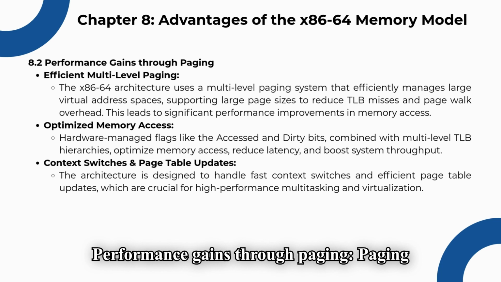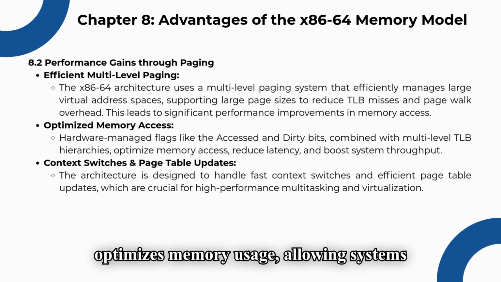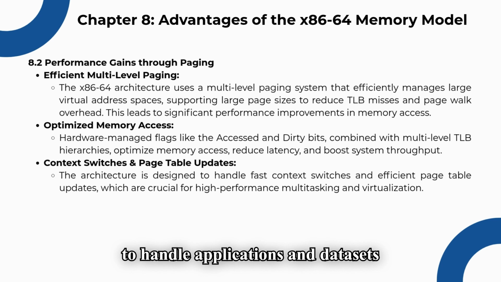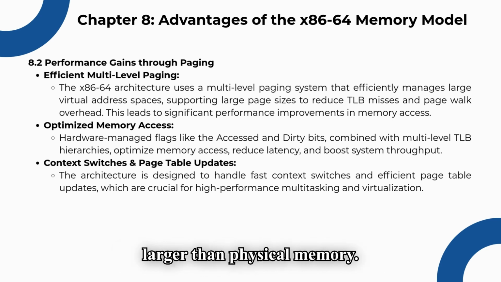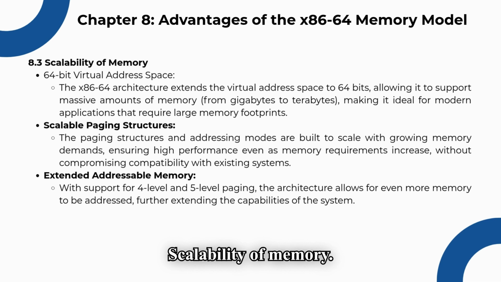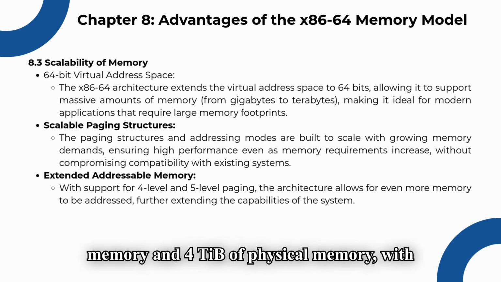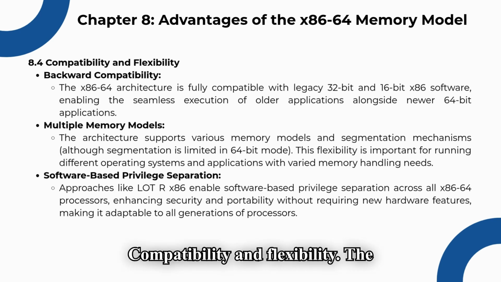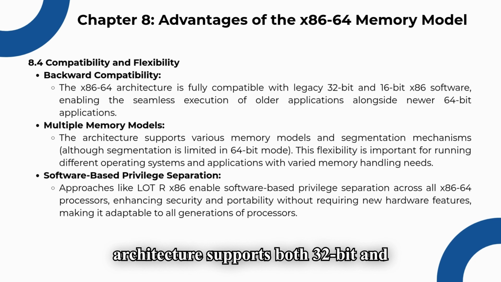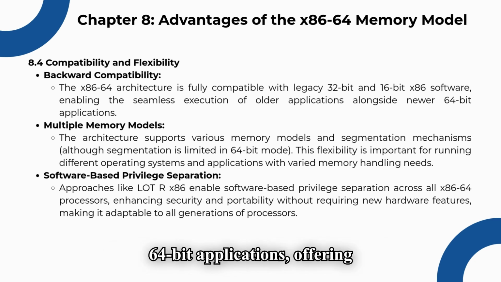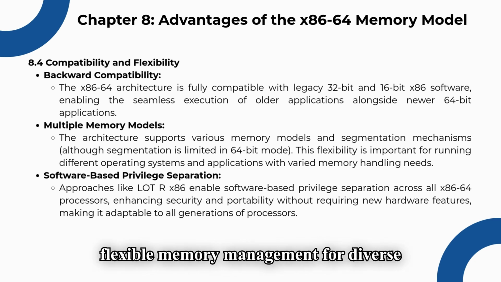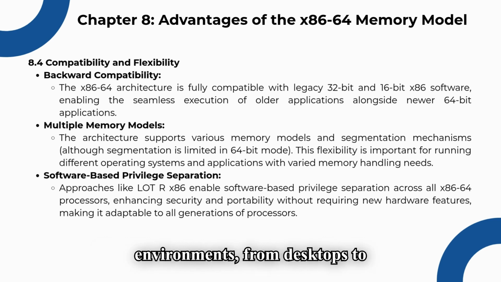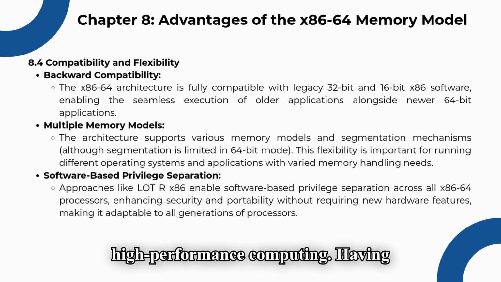Performance gains through paging. Paging optimizes memory usage, allowing systems to handle applications and datasets larger than physical memory. Scalability of memory. x86-64 supports up to 256 TB of virtual memory and 4 PB of physical memory, with room to grow as hardware evolves. Compatibility and flexibility. The architecture supports both 32-bit and 64-bit applications, offering flexible memory management for diverse environments, from desktops to high-performance computing.